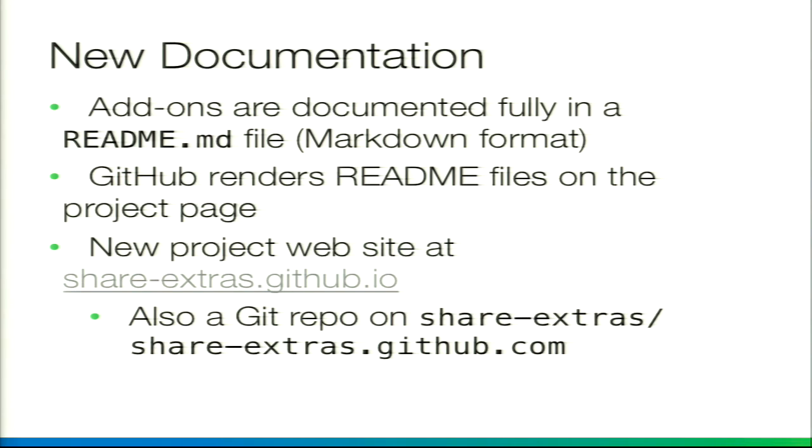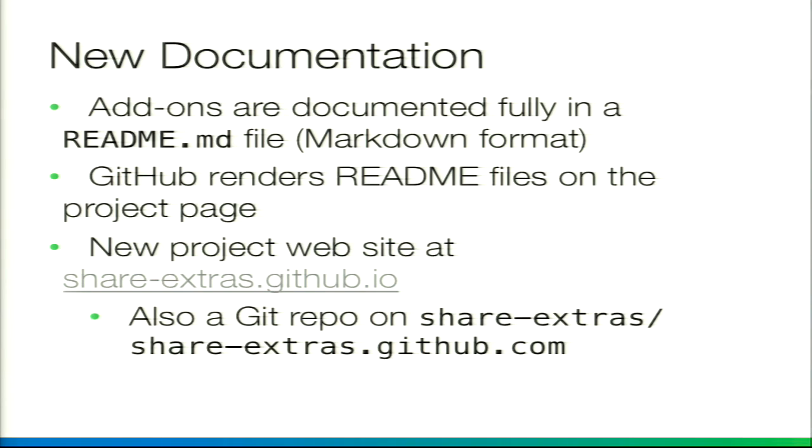Now what we do is we use the READMEs as the primary documentation in the project. We have a README file in each project. GitHub actually notices that and has an HTML view that it automatically applies to your project that gives you an HTML rendition of that README file. We also have a new project website, and that project website is also driven through this markdown file format that's used by the READMEs.